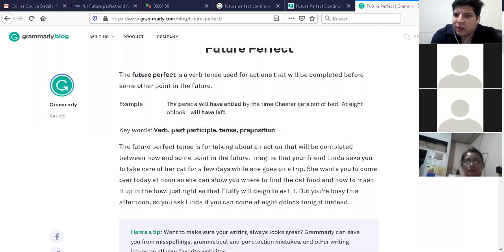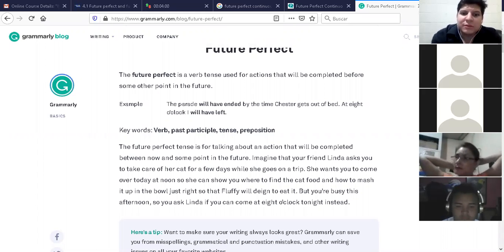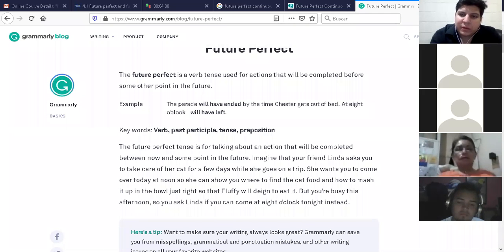Give me a subject, Gabby, please. Gabriela. What is the next part of the structure? Will have. And give me a verb in past participle. Eaten. How do you say cena? Dinner. So how do you say, Gabriela va a haber comido su cena a las 8 de la noche? Gabriela will have already eaten her dinner by 8 o'clock, 8 p.m. Correct.